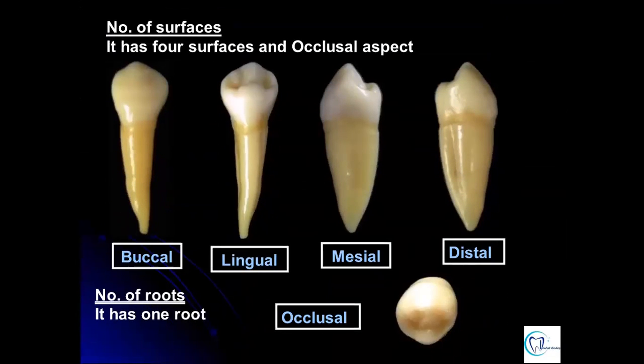When we talk about the number of surfaces, it has 4 surfaces and one occlusal aspect. These surfaces are buccal, lingual, mesial and distal. In cases of anteriors, this buccal was replaced by the labial surface, and in the maxillary teeth, the lingual was the palatal side. When we talk about the number of roots, it has 1 root.